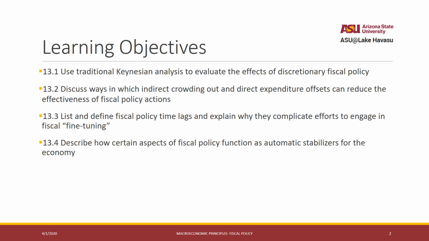In this chapter we have 4 learning objectives. After completing this chapter, you will be able to use the traditional Keynesian analysis to evaluate the effect of discretionary fiscal policy. Objective 2 is to discuss the ways in which indirect crowding out and direct expenditure offsets can reduce the effectiveness of fiscal policy actions.